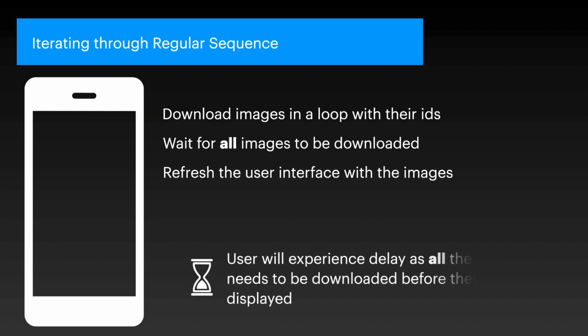Keep in mind that in this particular case, there will be a very big delay for the user to see the images on the screen, because all the images have to be downloaded first and then transferred to the UI. Now you can use async and await in this case. If you're waiting for all the images to be downloaded, you're still waiting.